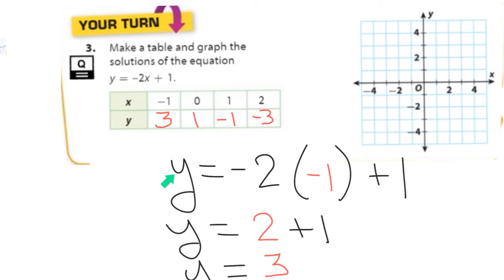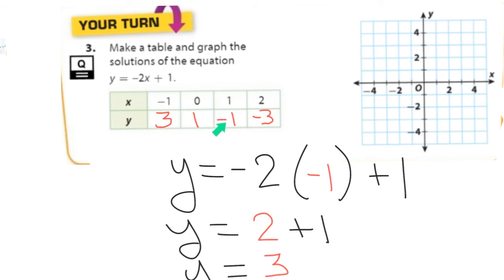Okay, so I left my work up here whenever I put in -1 for the x. There's my -1. So -2 times -1, a negative times a negative is positive. 2 times 1 is 2. 2 plus 1 gives you 3, so I put a 3 in. Then I put a 0 in its place. I found 1. I put a 1 in. That answer was -1. I replaced x with a 2, and I got a -3. Remember, once you replace it, add a +1.